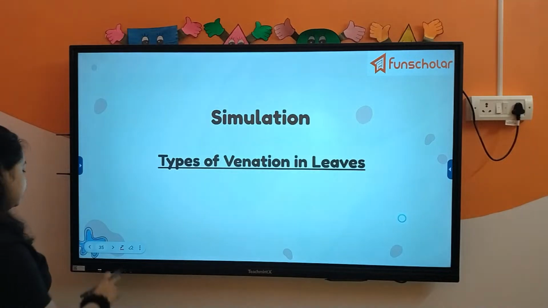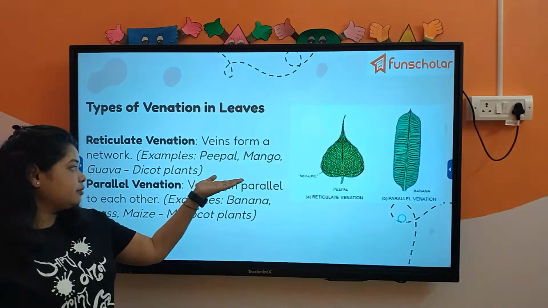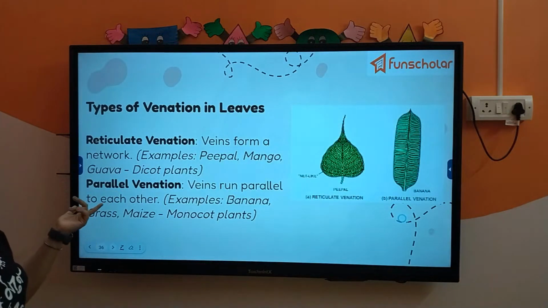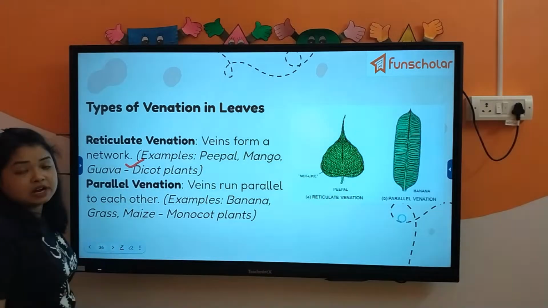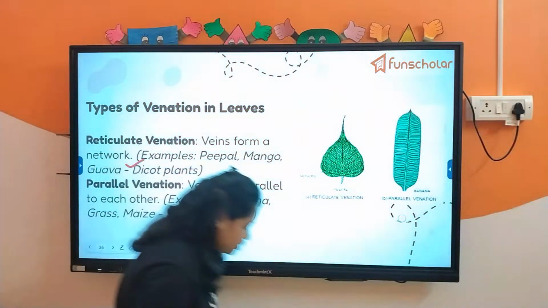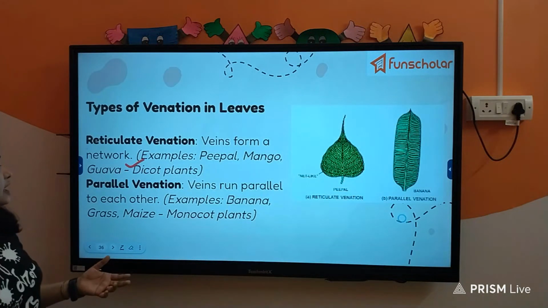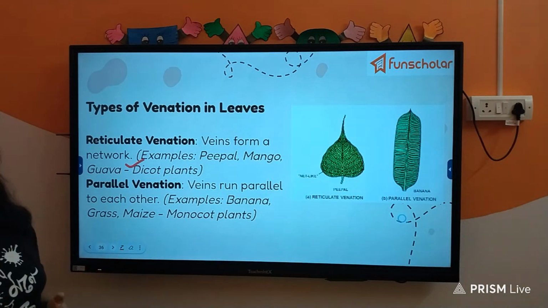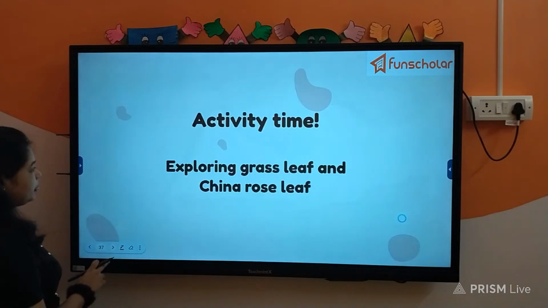Types of venation in leaves. Here we have already discussed this, that veins form a network, and the examples are given just like the peepal leaf, mango leaf, guava leaf, and usually reticulate venation is seen in dicot plants. What do we mean by dicot, monocot? We have already discussed. So in dicot plants mainly we see taproot system and this reticulate venation. And on the other hand, in monocot plants we usually find the fibrous root system and this parallel venation.